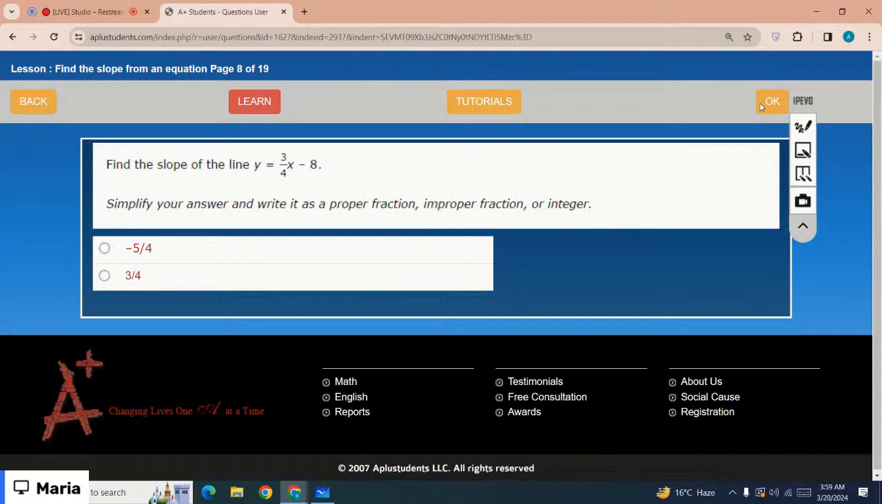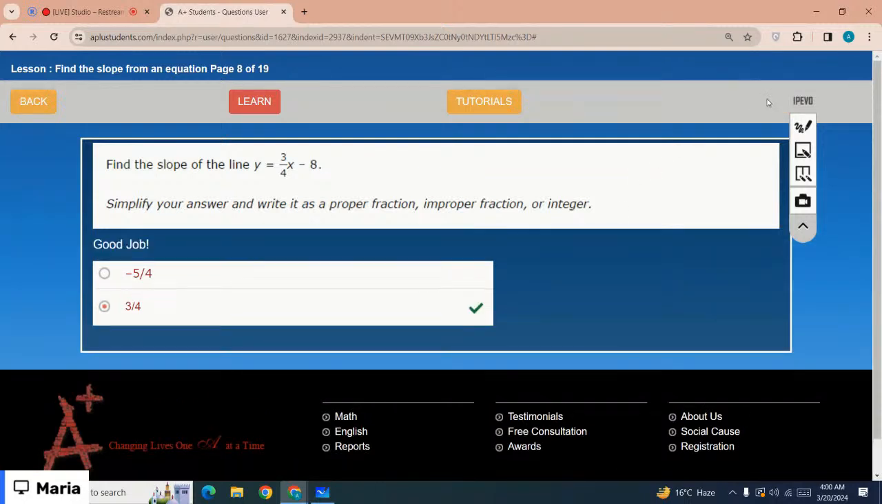Find the slope of the line y equals 3 over 4x minus 8. So, which is the correct option? The correct option is 3 over 4. Option number 2 is the correct option.